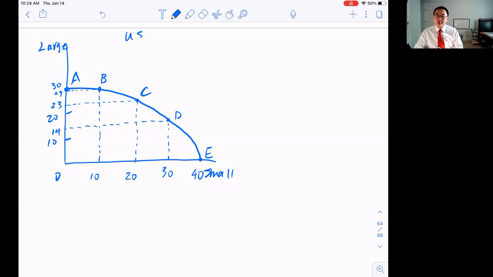Okay, so what's going on here? We added exactly the same amount of small airplanes every time, just 10, 10, 10, 10, right? But the opportunity cost went from 3 to 6 to 9 to 14. Every time it went higher and higher, okay? So this is called the law of increasing opportunity costs of production. So the law of increasing opportunity costs.